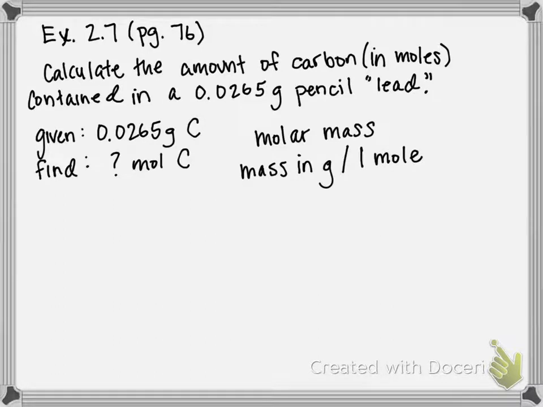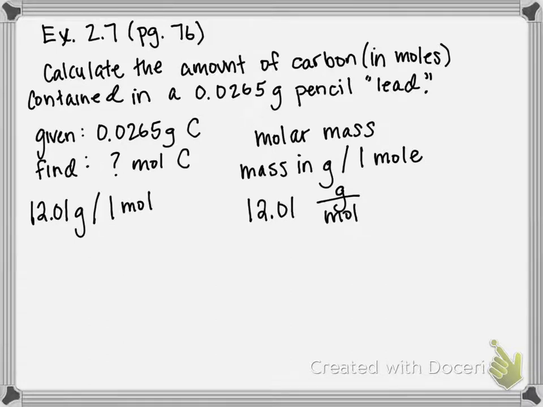So for instance, carbon, which is the element we're looking at, has a molar mass of 12.01. And there's no units on the periodic table, but it's an understood unit of grams per mole. So this is 12.01 grams per one mole, and we don't write that one because it's understood. So the number on the periodic table goes with the grams, and mole doesn't have a number in front of it. It's an understood one.